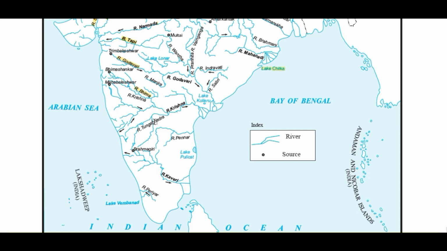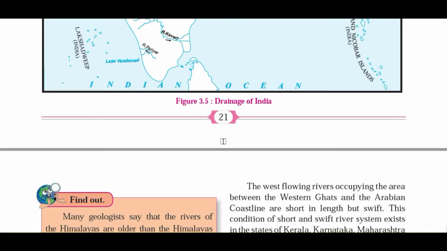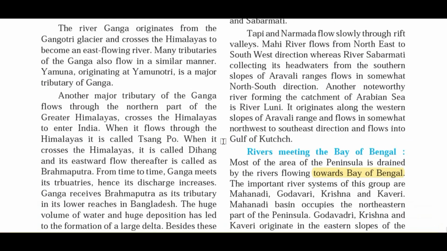Then we have Tungabhadra river. It is again a tributary of Krishna river. Here you can observe Tungabhadra river, and here it is the Bhima river. So remember all these tributaries of Krishna river.